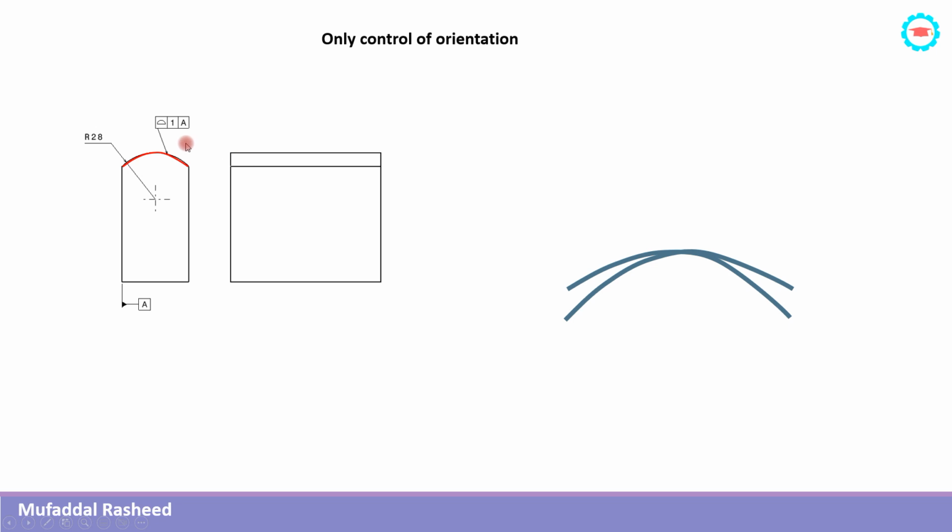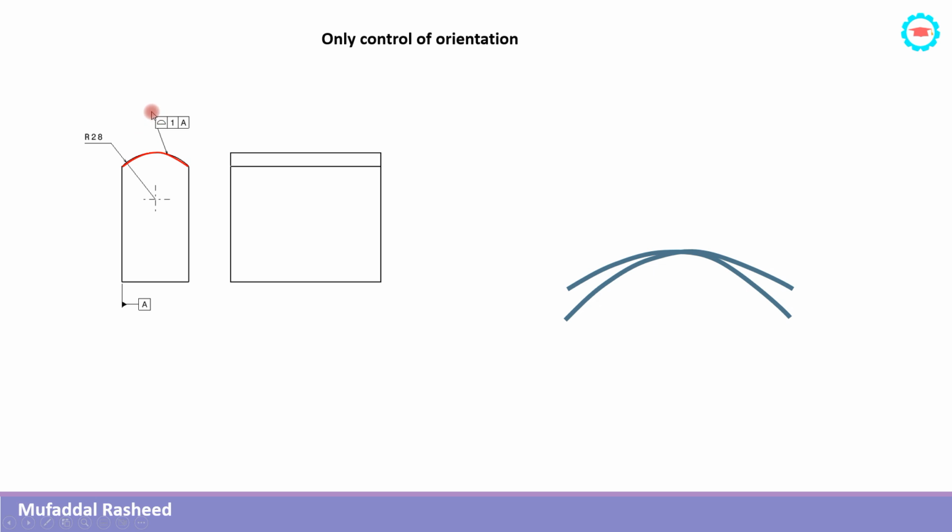Now in the same drawing, if you are adding a datum feature, a primary datum feature A as shown over here as the side face of this part, and if you are changing the profile control to this, that is, the profile of the surface has to be controlled within a tolerance zone of 1 with respect to datum A.